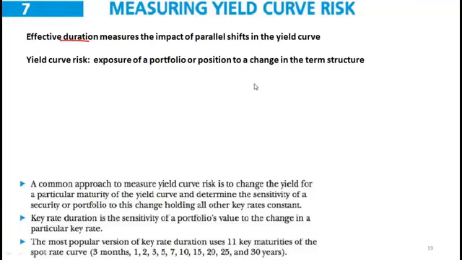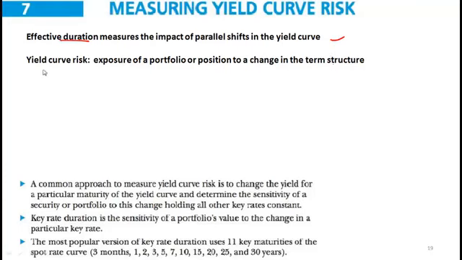A duration of 2 meant that if interest rates go up by 1%, your bond portfolio will go down by 2%. And again, the assumption when we say yields go up by 1%, what we really meant was yields across the maturity spectrum go up by 1%. Okay, so that's what we did earlier.